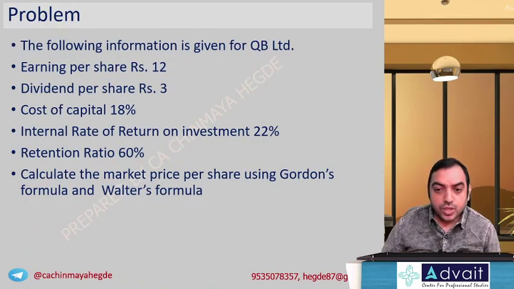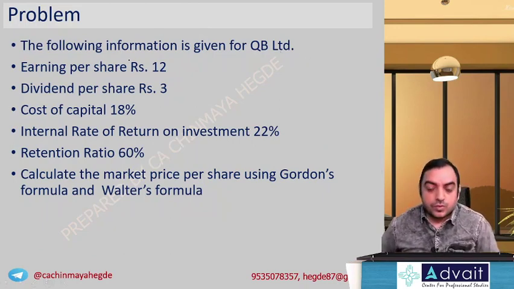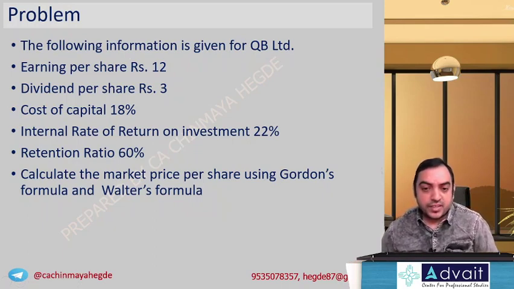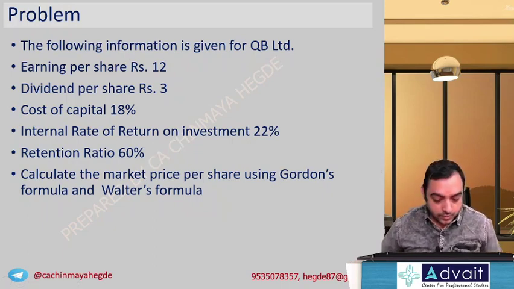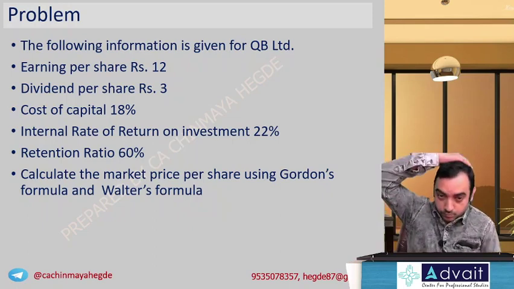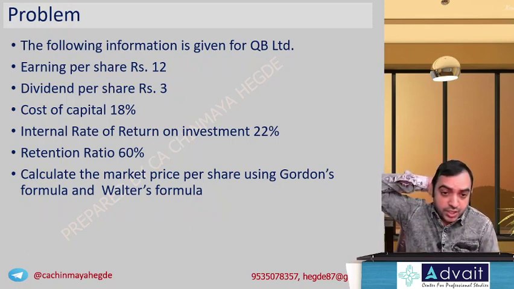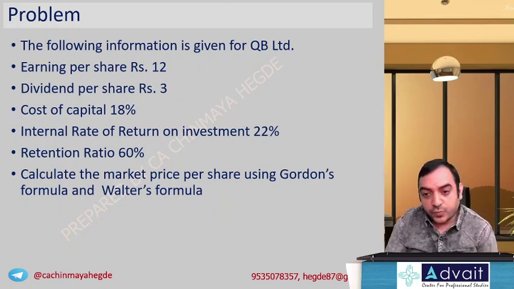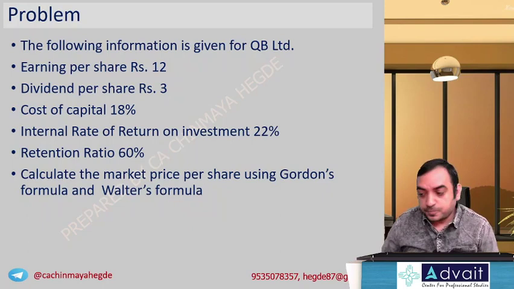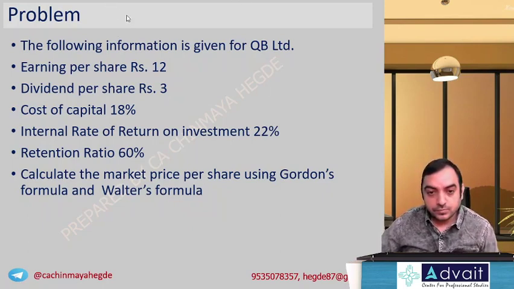Okay, so come to this problem. Following information is given for QB Limited. Some 26th or 27th problem like that. Earnings per share 12, dividend per share 3, cost of capital 18%, internal rate of return on investment 22%, retention ratio 60%. Hope you got the question.